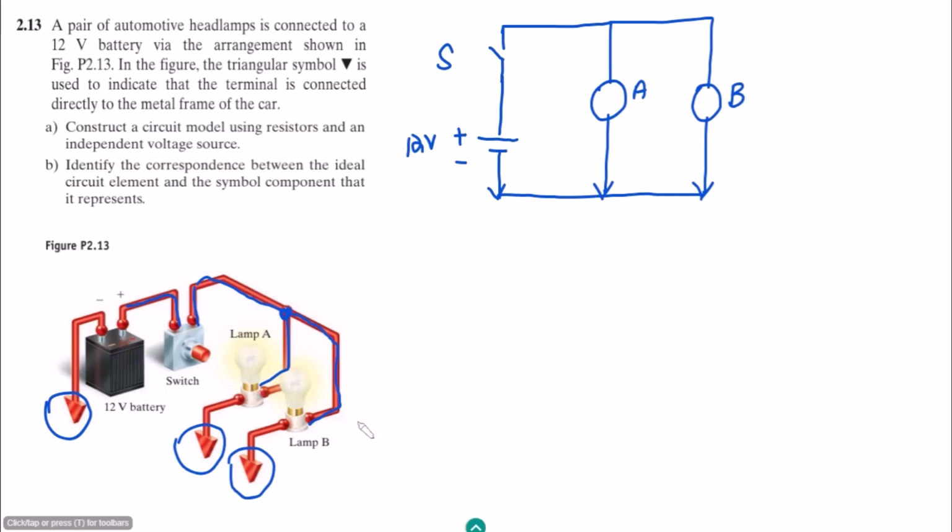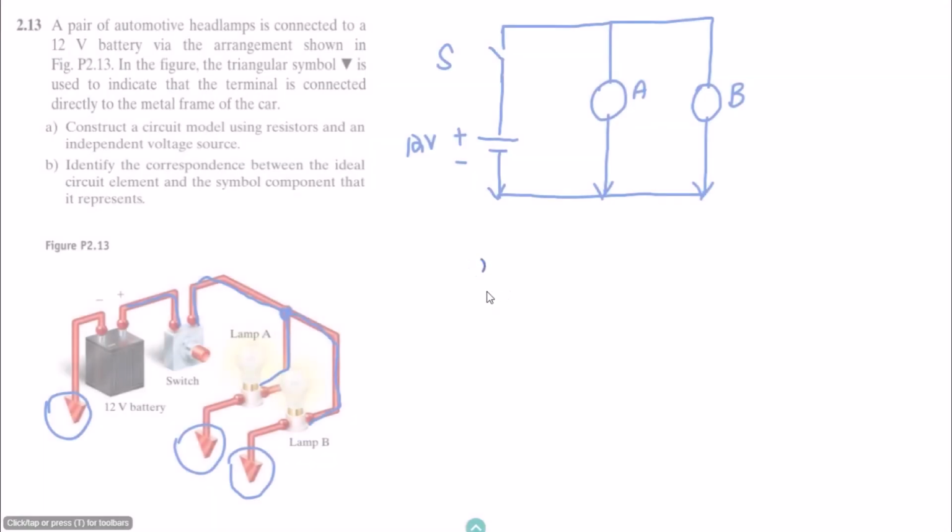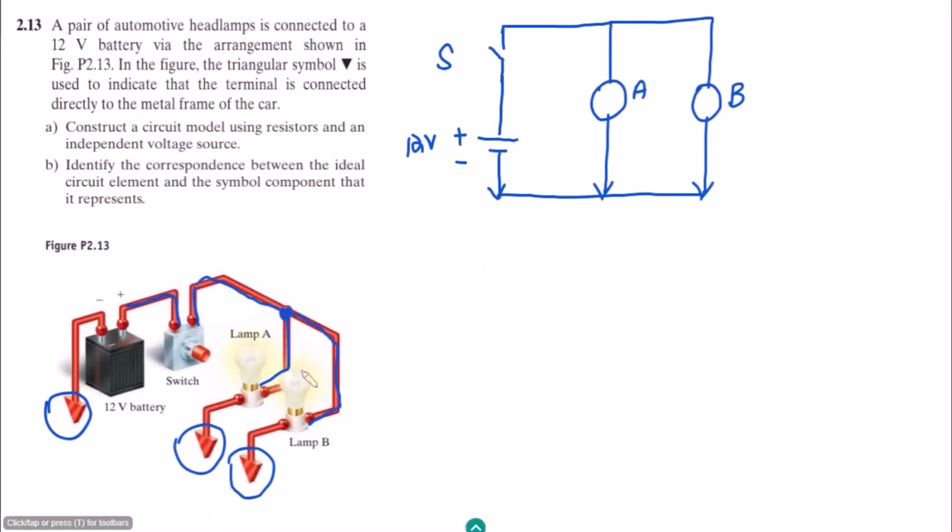But in the real world, all of these elements, the cables, the switch, the battery, the lamps, all of them have internal resistance. So in order to connect them with real-world sources, taking into consideration the internal resistances of the cables and the battery as well, let me redraw it. This is the battery, and let me represent the internal resistance of this battery with R of B.